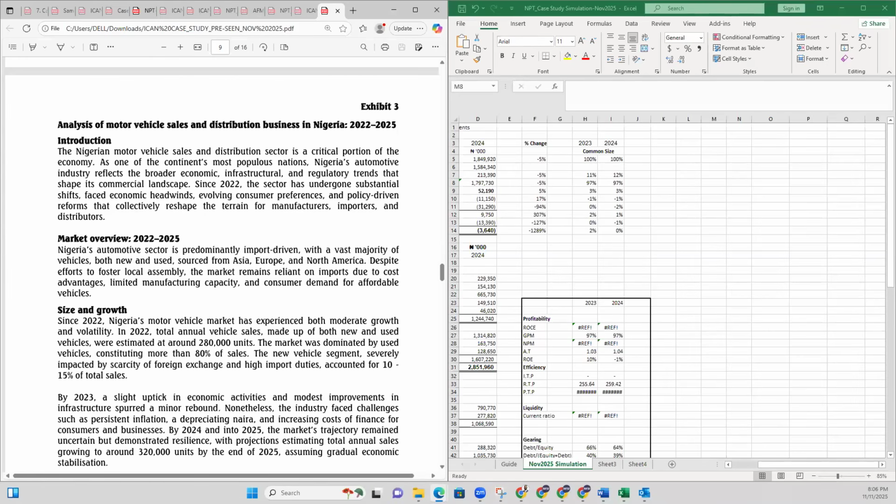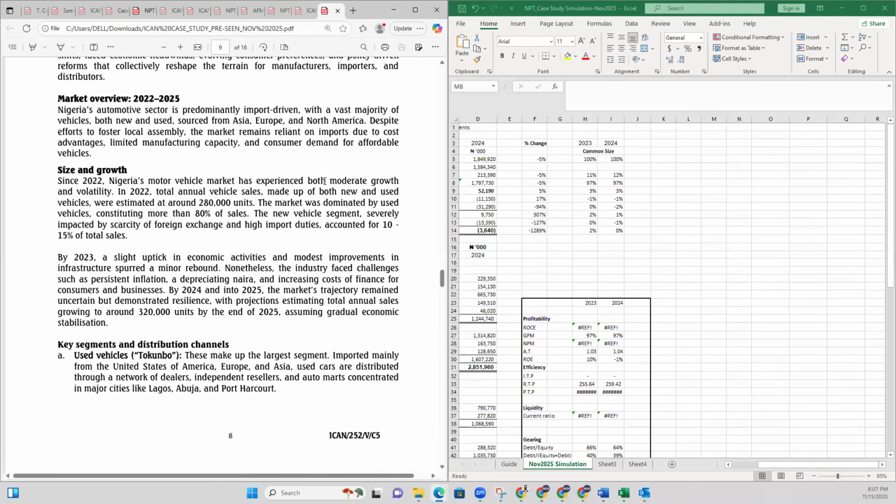Market overview 2022 to 2025. Nigeria's automotive sector is predominantly import-driven, with a vast majority of vehicles, both new and used, sourced from Asia, Europe, and North America. Despite efforts to foster local assembly, the market remains reliant on imports due to cost advantages, limited manufacturing capacity, and consumer demand for affordable vehicles.